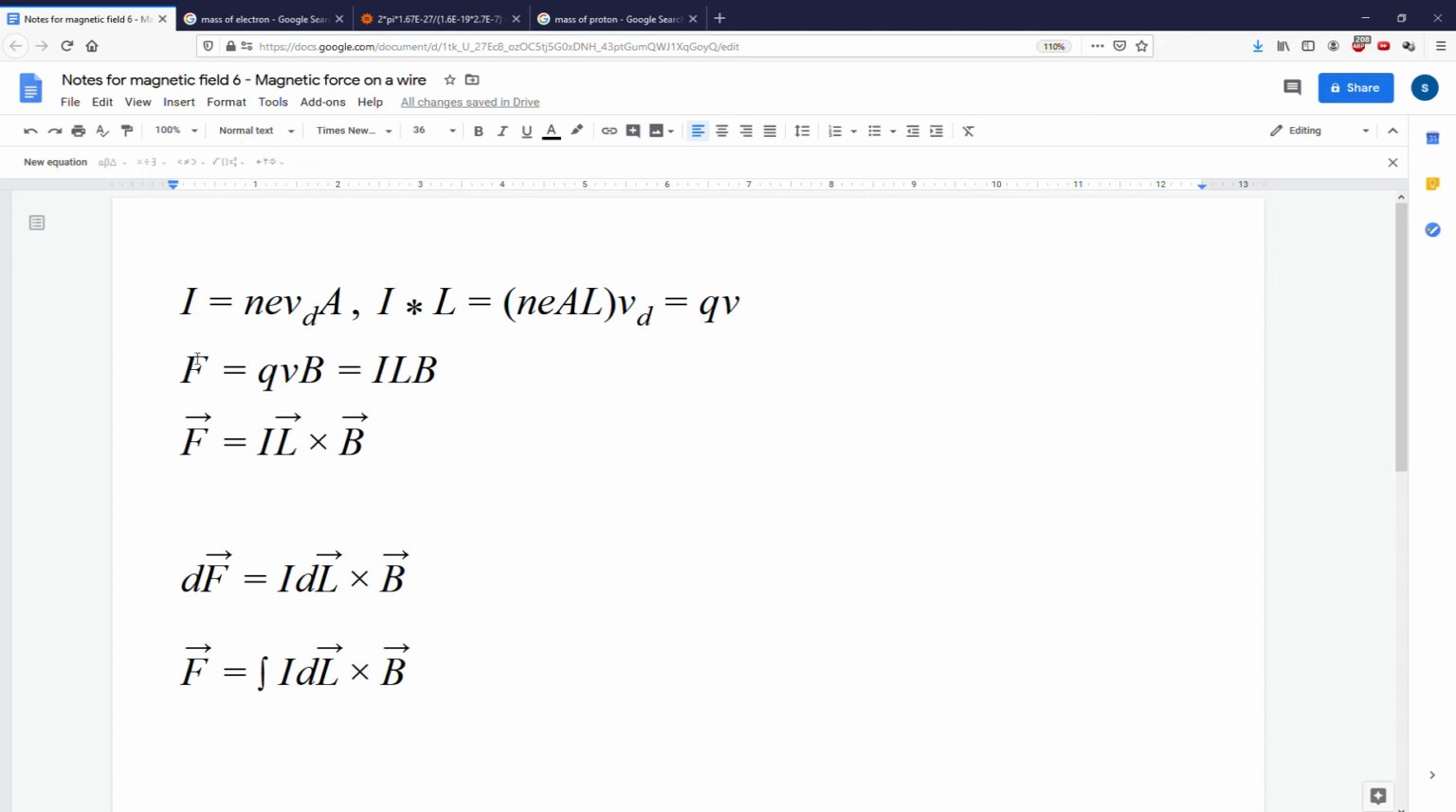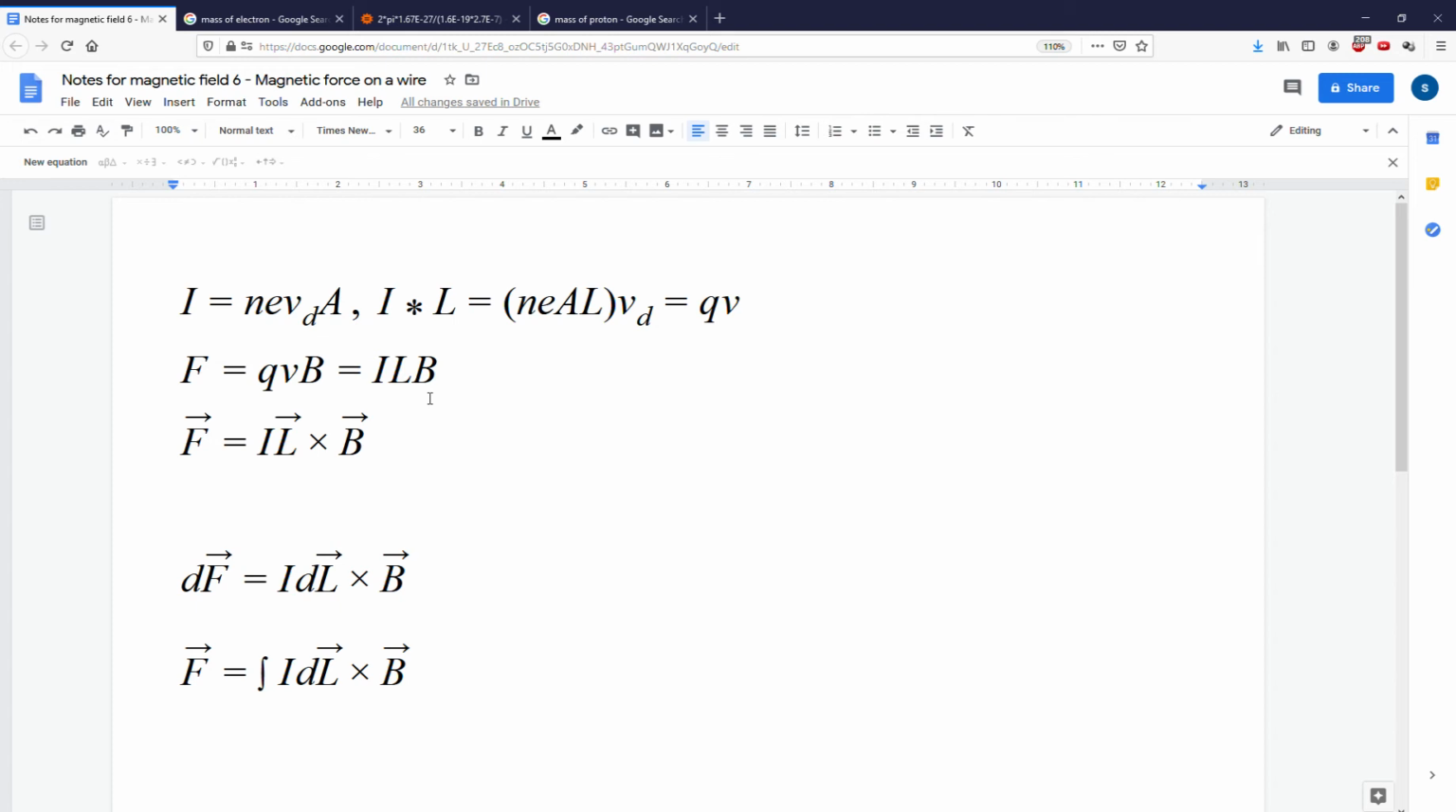Since the magnetic force is F is equal to QvB, we can similarly say, since Qv is equal to IL, the force on a wire is equal to ILB, where I is the current in the wire, L is the length of that wire, and B is the magnetic field.